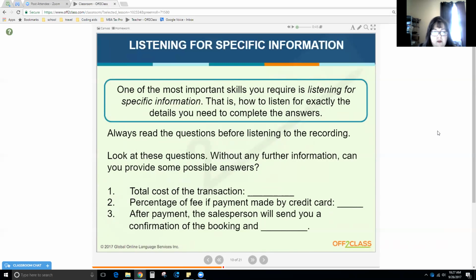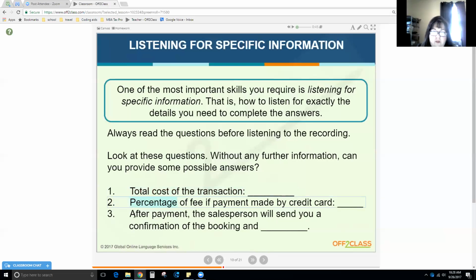Okay, so let's look at these questions and see if you can guess what a possible answer might be. So we'll be looking for the total cost of the transaction. What do you think might be an example answer for that? Some dollars. Sure. Okay, we'll be looking for a percentage. Percentage of fee if payment is made by credit card. What do you think is a sample answer for that? 0.5, 1%, 10%. Sure.